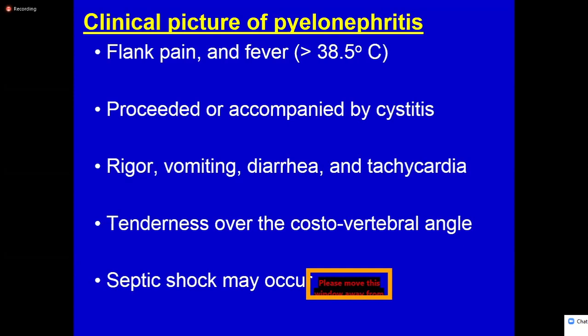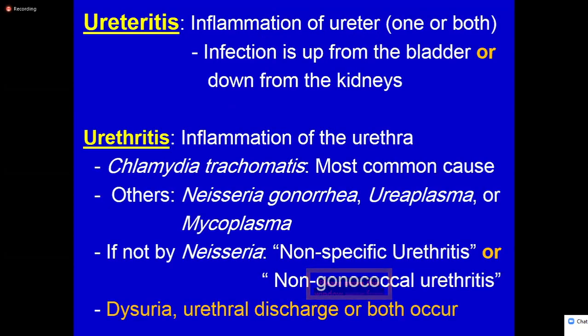Why may septic shock occur? Because the infection may spread to the blood and cause septicemia. Ureteritis is inflammation of the ureter, one of them or both of the ureters. Infection again is from the bladder or down from the kidney. Now the ureter is in between the kidney and the bladder. So either the infection migrates upward from the bladder, or downward from the kidneys.